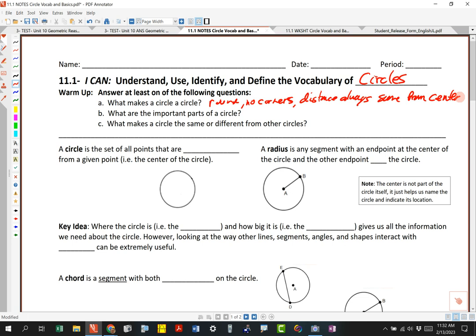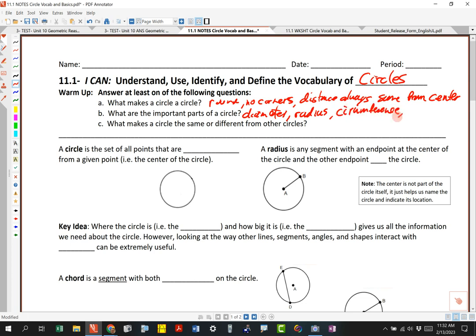What are the important parts of a circle? We're going to switch gears. What are the important parts of a circle? You know what circles are. Important parts of a circle. Luke. Diameter. I'll take that. Okay. What else? Radius. Radius, which is related to the diameter. We'll see that in a second. Circumference. Very good.